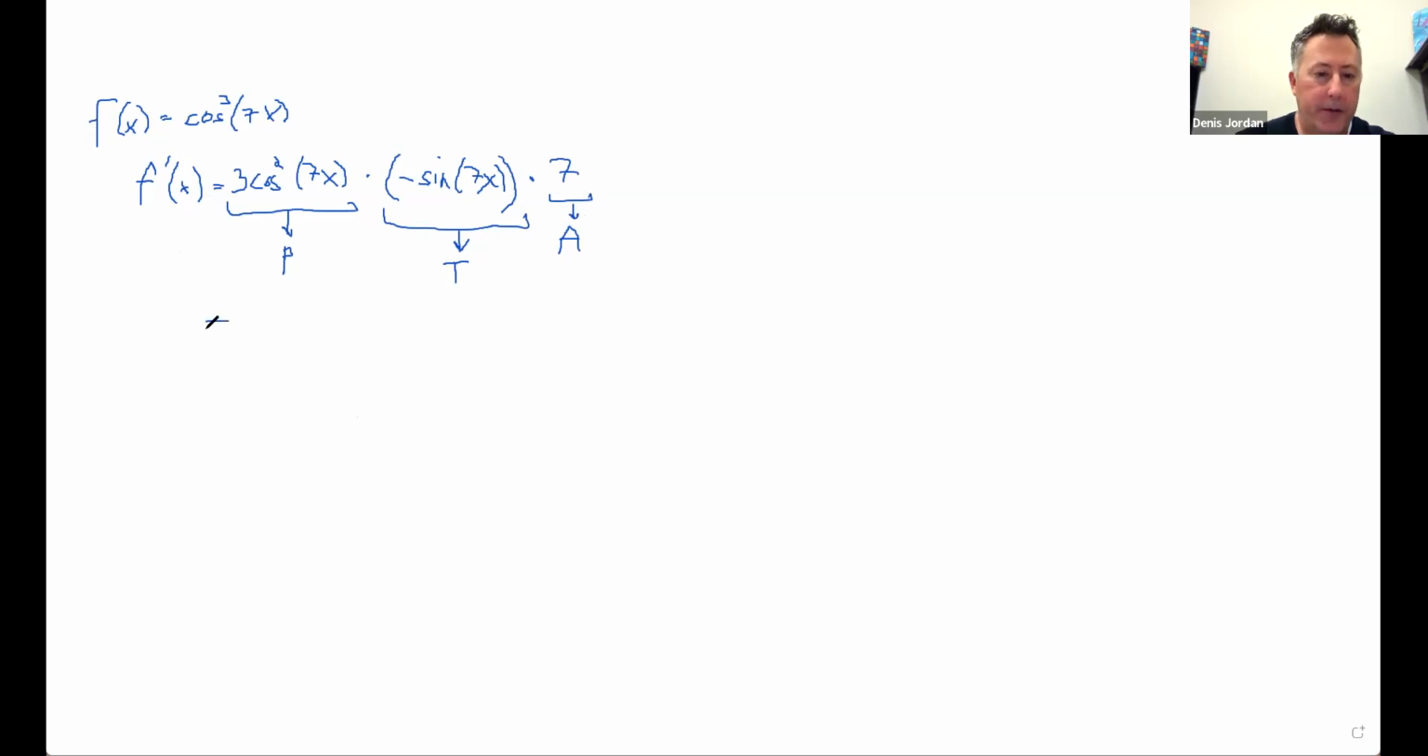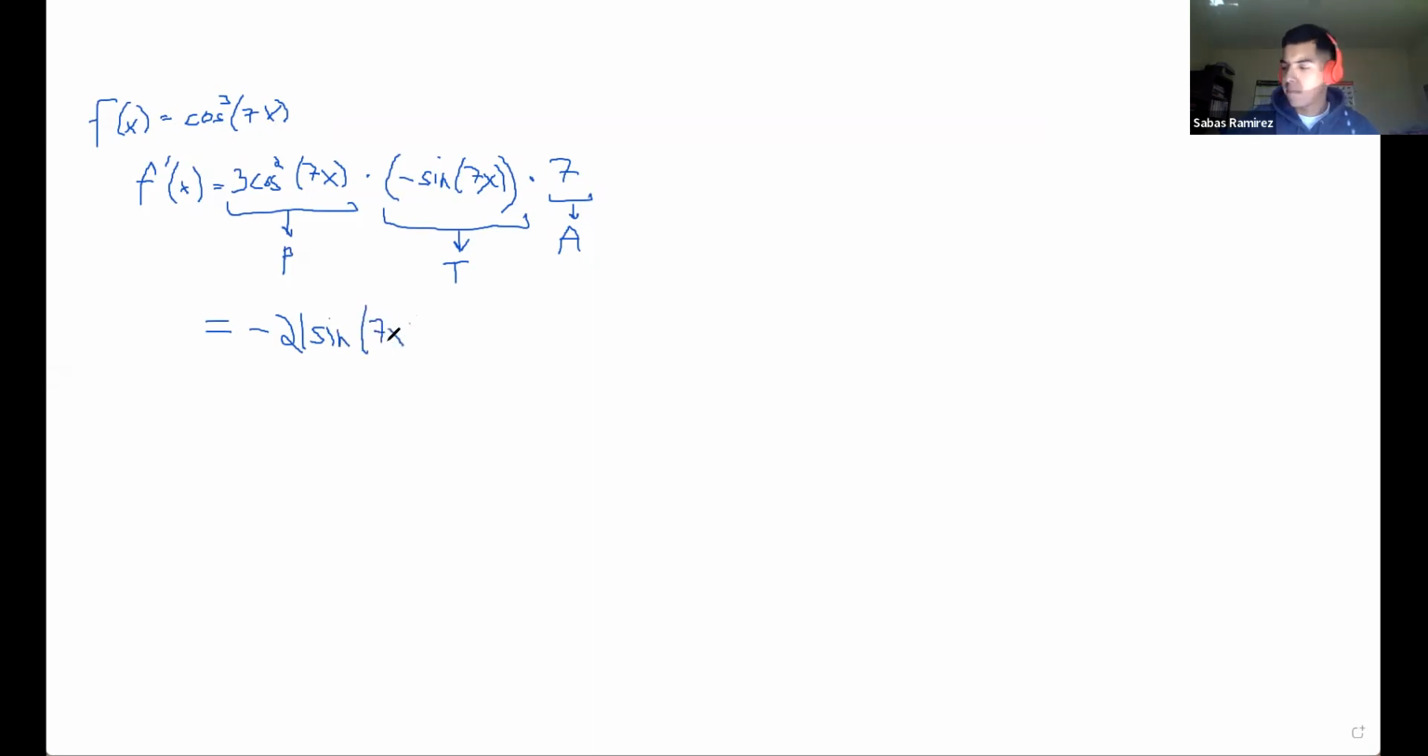Then from here, the only thing to really do is clean stuff up a little bit. You can multiply any constants together, so you can multiply the three and the negative seven, so it'd be negative 21. And then from here, it's up to you. The cosine squared could come next, or the sine could come next. For me, I have the trig functions with powers on them come at the end, but that part doesn't really matter. And there you go.